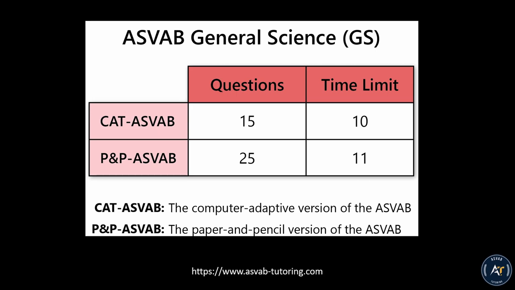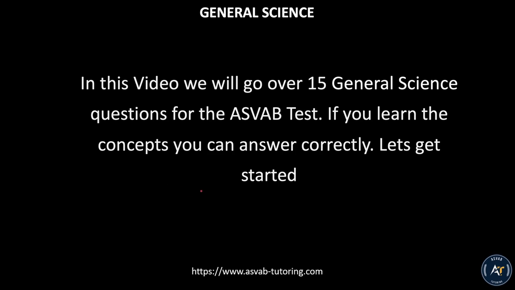In the ASVAB General Science, basically you could see it in the CAT IV and the pen and paper version of the ASVAB Test. For the CAT IV, you'll have 15 questions you need to answer in 10 minutes. And for the pen and paper version, there are 25 questions you have to answer within 11 minutes. So in this video, we'll go over 15 general science questions for the ASVAB Test. If you learn the concept, you could learn all the things that you need to answer different versions of the ASVAB Test. So let's get started.